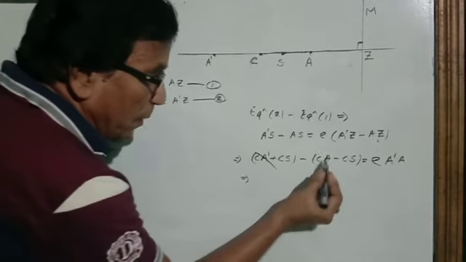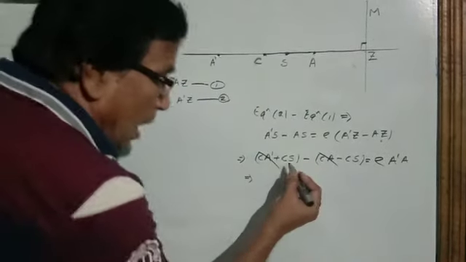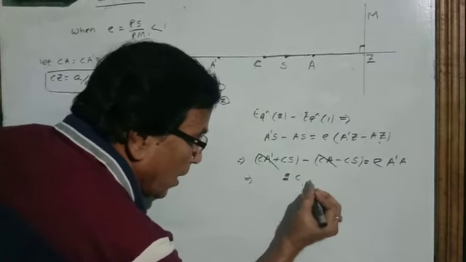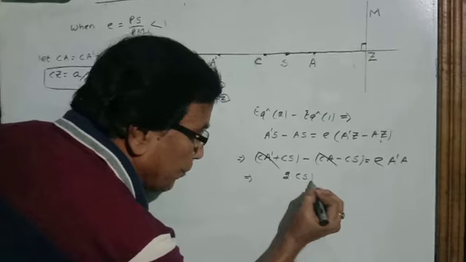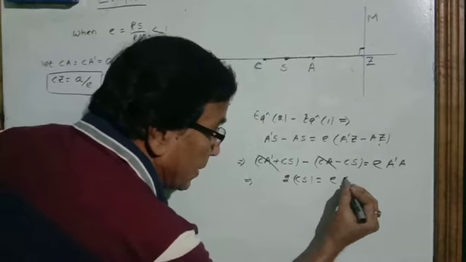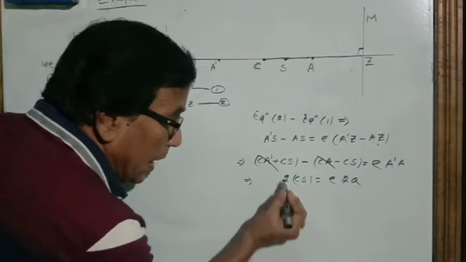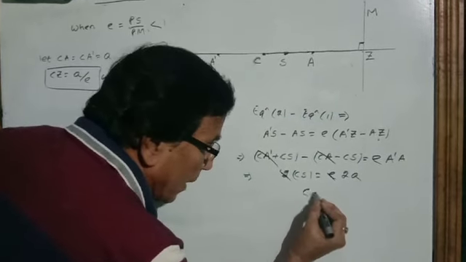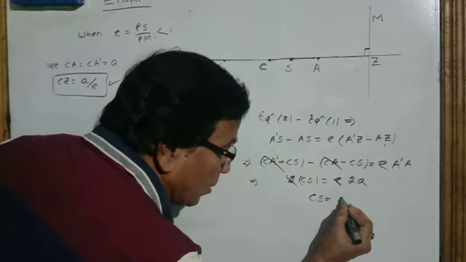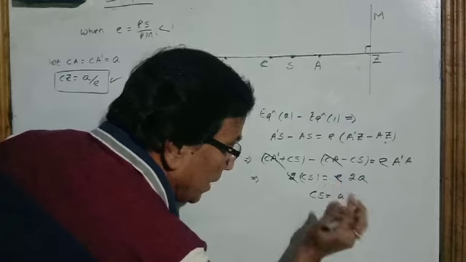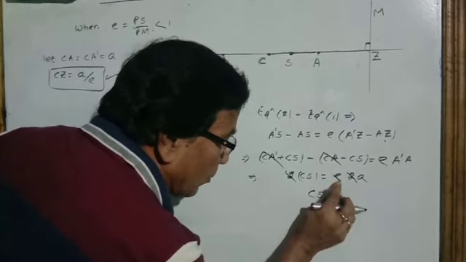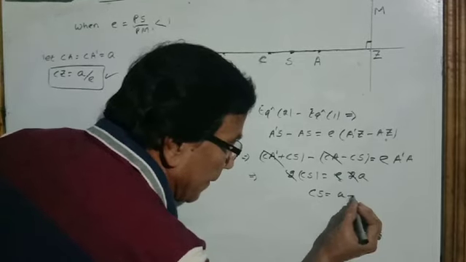The plus and minus terms will cancel out. Now it is CS minus of minus CS, which is twice CS. So twice CS is equal to E into A dash A, which is equal to 2A. Now the 2 cancels out. So what is the value of CS? CS is equal to AE.